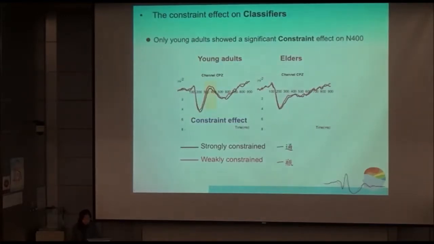And since we modified the paradigm, we have to collect data from college students again. Here you can see the data from young students, and they still show the constraint effect on the classifier. The weakly constrained classifier elicited a greater N400 here. But this is the data from healthy elders. They show no effect at all. That means when they perceive the classifier, they're not making predictions about the following noun.